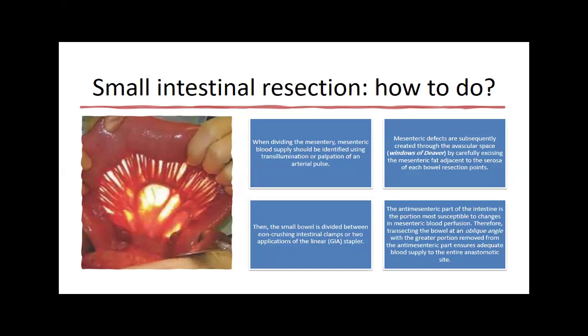Another thing, when you resect on both sides, you bear in mind that the blood supply on the mesenteric border is much better than that on the anti-mesenteric border.